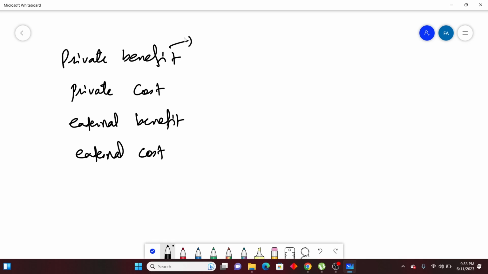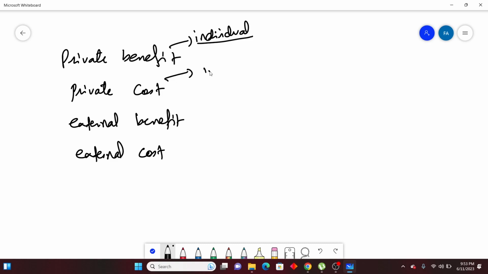Private benefit, the benefit you consider as an individual. If you are a customer, you consider the private benefit. If you are a producer, you only consider the private benefit which is received, the benefit you would receive. That means you become selfish in that scenario. So it is private benefit.